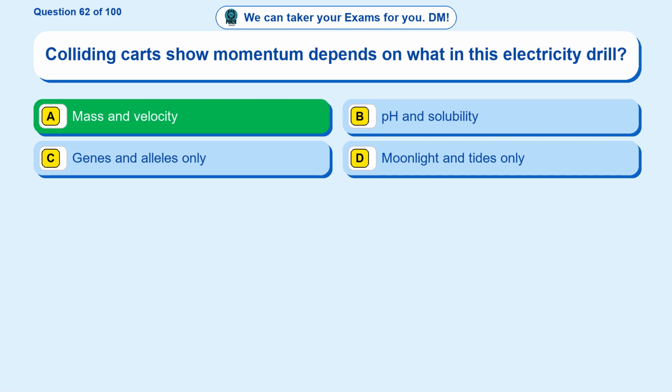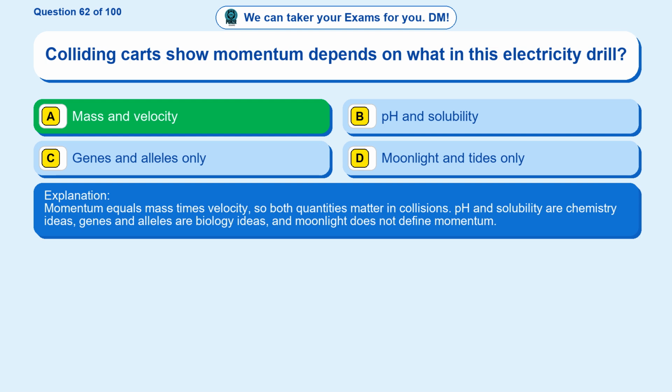Mass and velocity. Momentum equals mass times velocity, so both quantities matter in collisions. pH and solubility are chemistry ideas, genes and alleles are biology ideas, and moonlight does not define momentum.